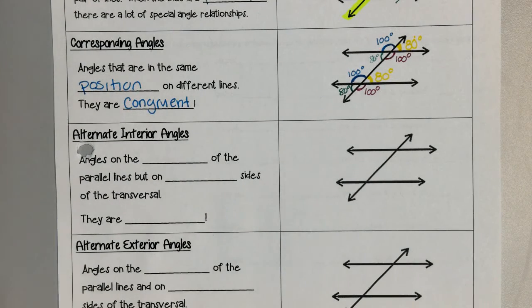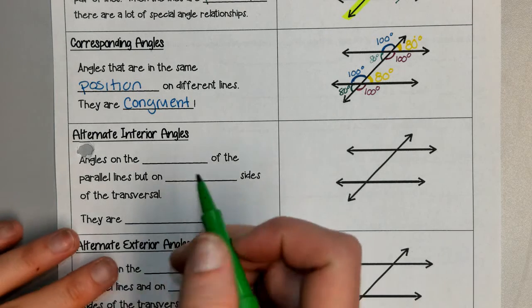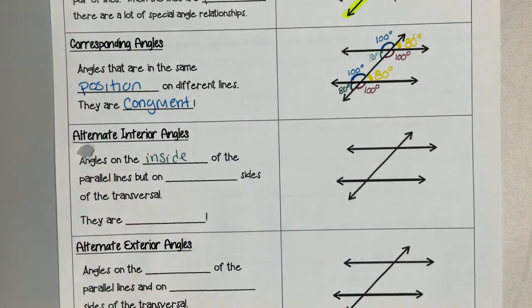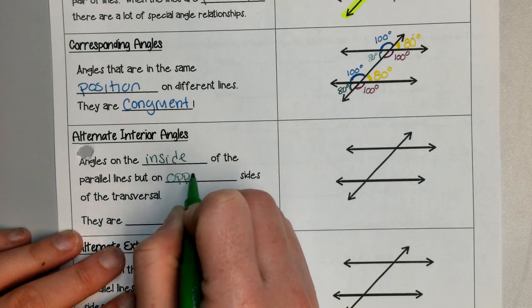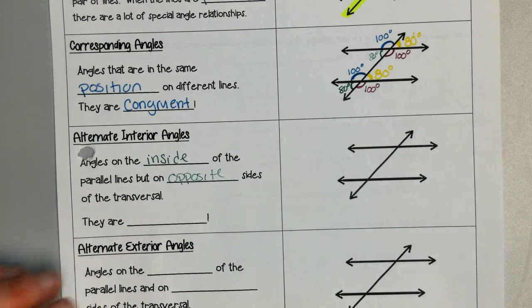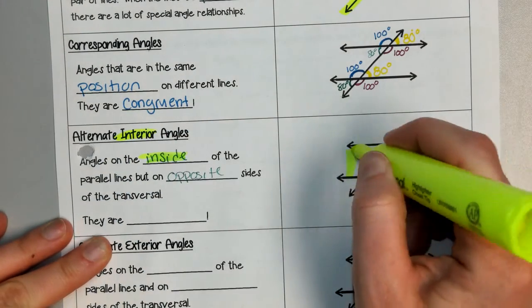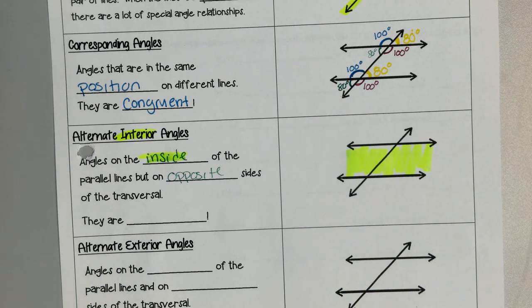All right, alternate interior angles. What does interior mean? Inside. So they're going to be angles on the inside of the parallel lines. And what does alternate mean? Like if you're alternating colors in a pattern, what does that mean? Switching, like going back and forth. So they're going to be on opposite sides of the transversal. So when we talk about the inside, we're talking between the parallel lines. So that's where your angles will be.